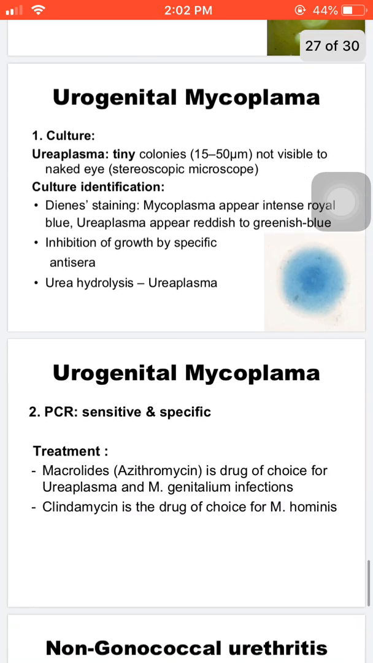Coming to Ureaplasma, they're very tiny colonies, 15 to 50 microns. You need a microscope to see them. They're better demonstrated by dye staining. In dye staining, Mycoplasma has a blue color, whereas Ureaplasma has a reddish to greenish blue color. You can see in this picture the fried egg appearance, central granular opacity and the flat, translucent periphery. Other methods of identification are inhibition of growth by specific antisera, arginine utilization by Mycoplasma hominis, and urea hydrolysis by Ureaplasma. This is the way we identify the species.